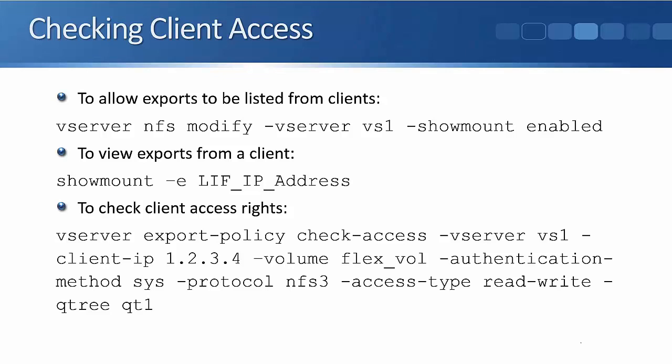Another command that can be helpful is vserver export-policy check-access, then the name of your vserver, and then client IP, the IP address that the client is coming in on, and then volume, the volume that they're accessing, authentication method, the security type, protocol, then the access type that you want to check if they're going to have or not, read-only, read-write, or superuser. You can also optionally specify the qtree. This command will tell you if that client would be granted that access or not. So it's useful for troubleshooting your export policies.